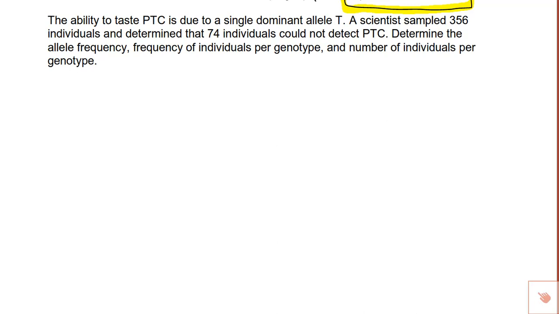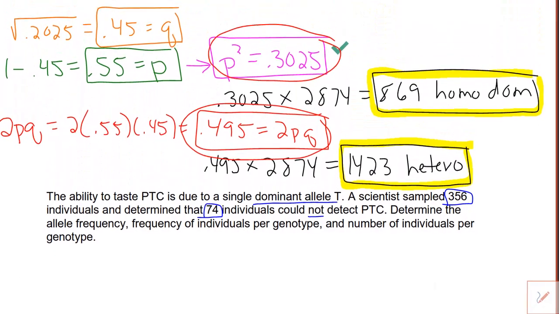The ability to taste PTC is due to a single dominant allele T. A scientist sampled 356 individuals and determined that 74 could not detect PTC. Just like before, we're going to determine the allele frequency, the frequency of individuals for each genotype, and the number of individuals for each genotype. Let's go through our steps.